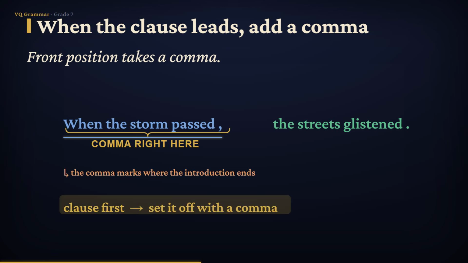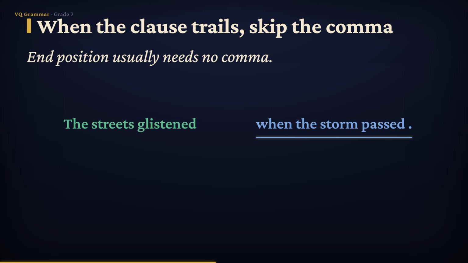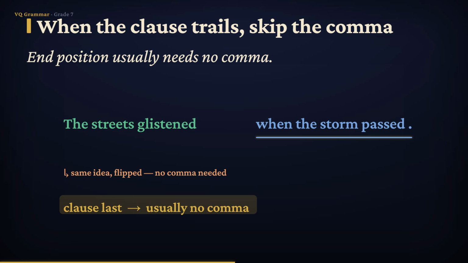Clause first, comma next. But flip the sentence around and the comma disappears. When the adverb clause comes at the end, you usually don't need any comma at all. Watch the very same idea. The streets glistened when the storm passed. Now the main clause leads and the adverb clause trails behind it. So the sentence flows straight through without a comma. Same two ideas, same storm, just reordered. A clause in front takes a comma. A clause at the end usually takes none.